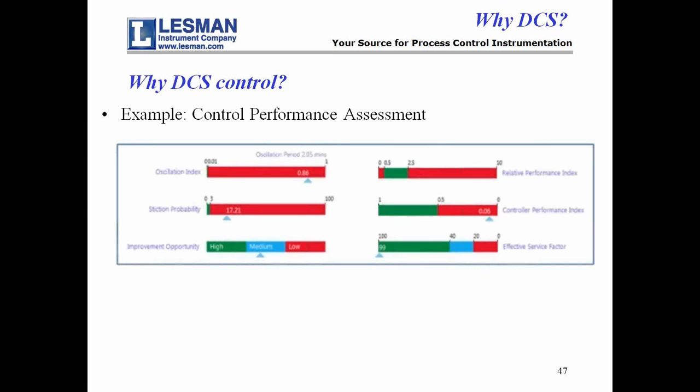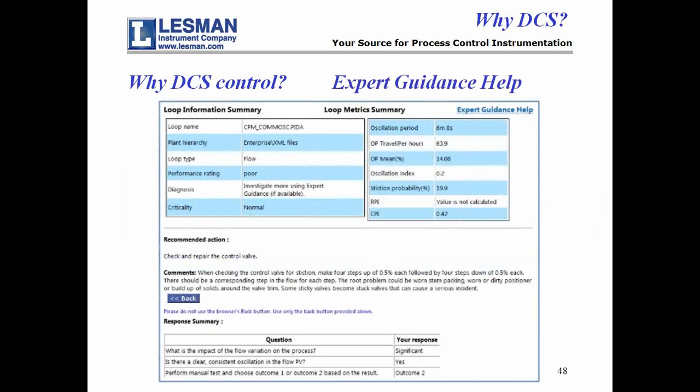So here's what it looks like. This is the performance assessment, which is the bar graphs. It just sort of tells you what's happening out there with numbers and percentages. But here's the real key. When you come into the expert guidance help page, you come down here where the recommended action says check and repair this control valve. And then it actually gives you a procedure for checking it and what you should see and what the root problems could be.